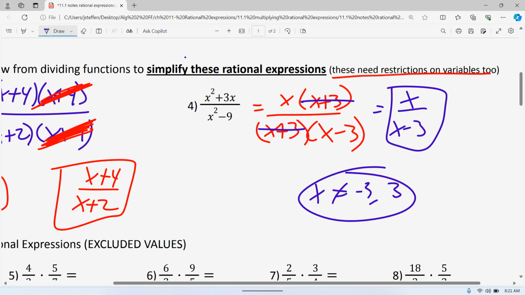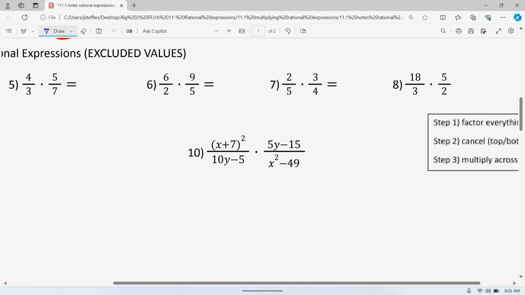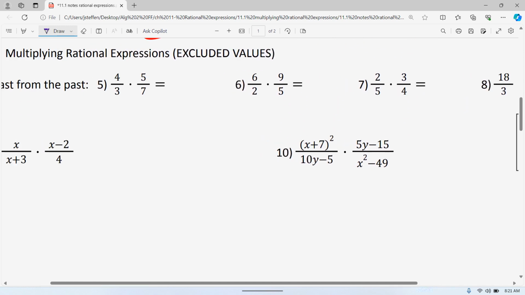Any questions on those? Okay. Moving on to the next one that I actually will argue is basically the same. Now we're going to go on to multiplying.